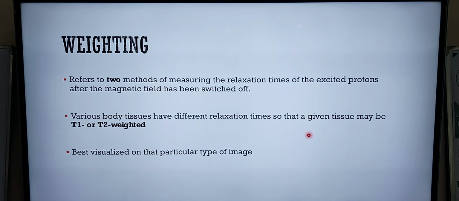Weighting. What is weighting? It refers to two methods of measuring the relaxation times of the excited protons after the magnetic field has been switched off. It's the time that the protons take to relax after switching off the magnetic field. Various body tissues have different relaxation times so that a given tissue may be T1 or T2 weighted. Every tissue has different best visualization on that particular type of image, whether it's T1 or T2, or other enhancement techniques are used.